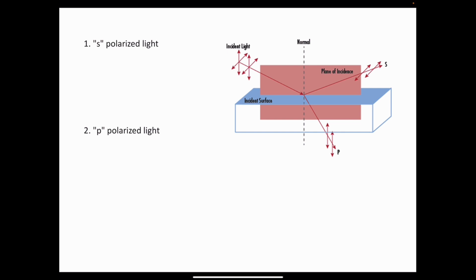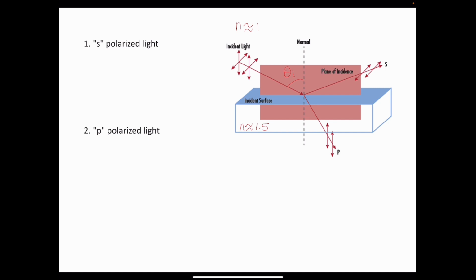If we consider a beam traveling from air, where n is approximately equal to 1, into glass, where n is approximately equal to 1.5, the amount of light that is reflected at the glass surface depends on not only the angle of incidence, theta I or theta 1, but also the polarization of that incident light. And now there are two types of polarization.